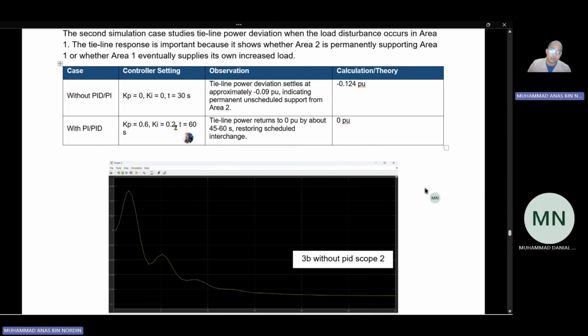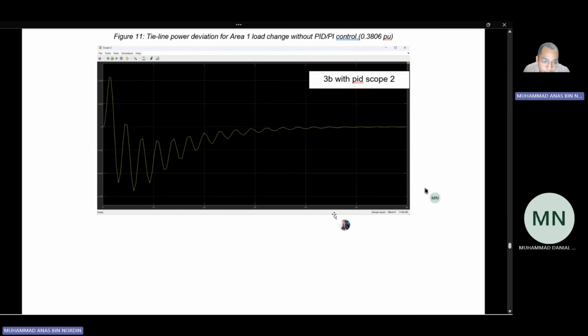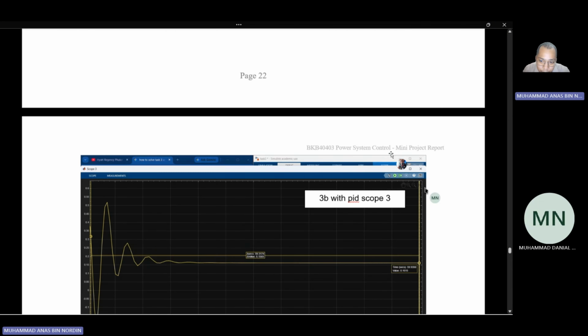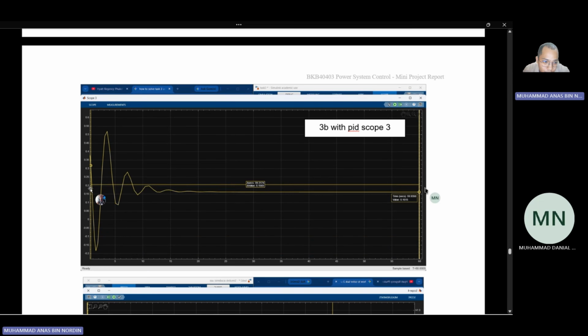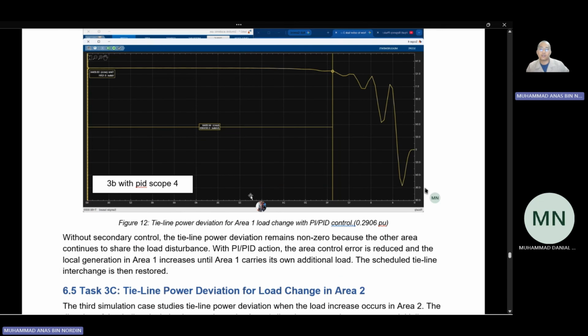Okay, so with PID, the observation is that tie line power returns to 0 PU by about 50 to 60 seconds, restoring scheduled interchange. As you can see here, first of all, it returned to 0. Second one, this one also returned to near 0, 0.1. And this one also returned to 0. Sorry, this picture is a little bit late.